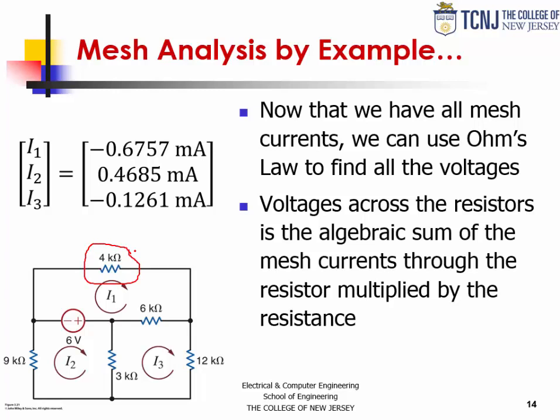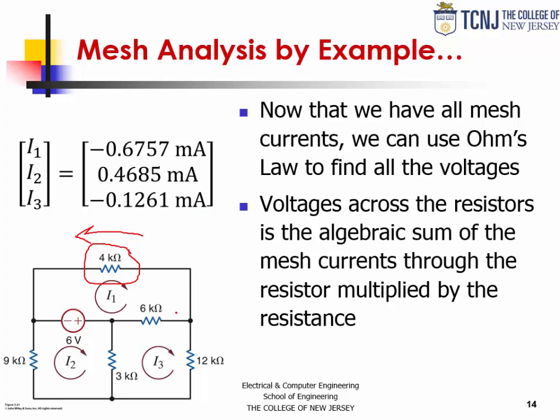However, I1 has a negative sign, that means that the real current through that resistor is in the opposite direction of the mesh current I1. So the current is going to be going in this direction. And that current is going to be 0.6757.